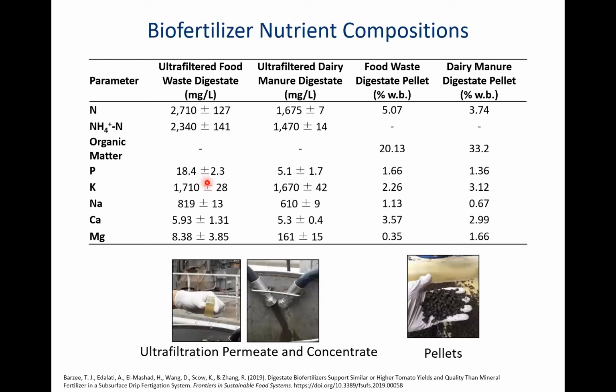So this process can be used for manure or other materials that go through the digester. Here, this is the ultra-filtered digestate from dairy manure. It also has a lower ammonia concentration and lower nitrogen concentration compared with food waste digestate.